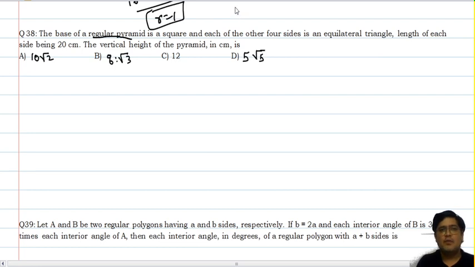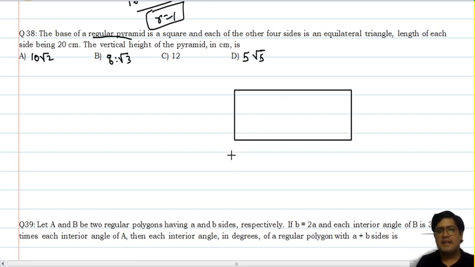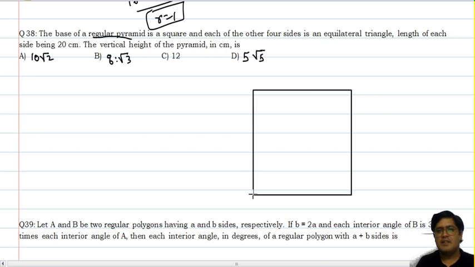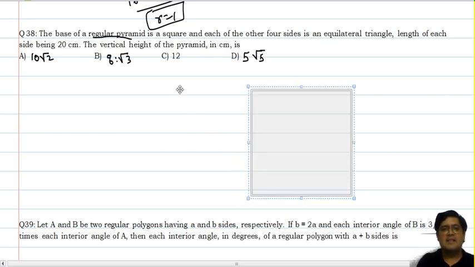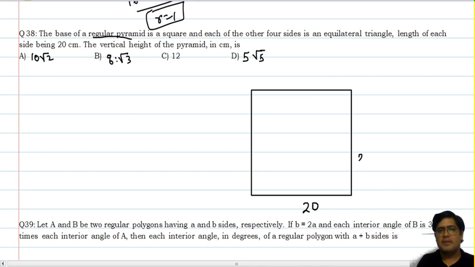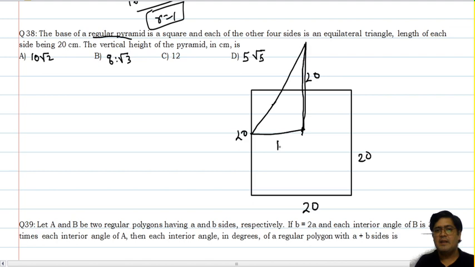We have 4 sides as equilateral triangles. That means the base and these triangles have the same length. This base is a square. It has a length of 20. Now, I do not know what this vertical height is. That is what I'm trying to find here. If I can find the slant height, I can find the vertical height because this will be 10. This I do not know.